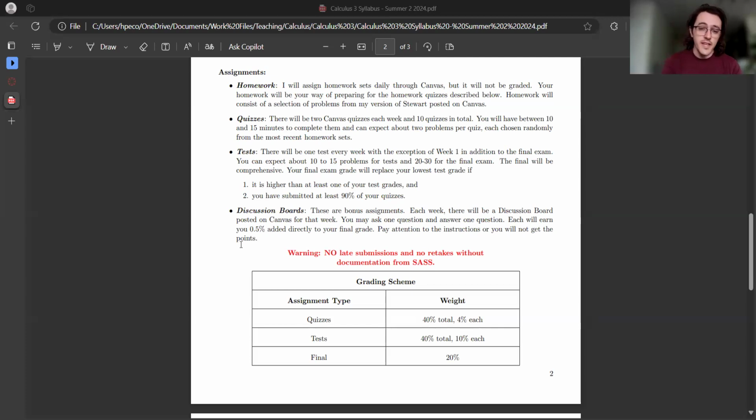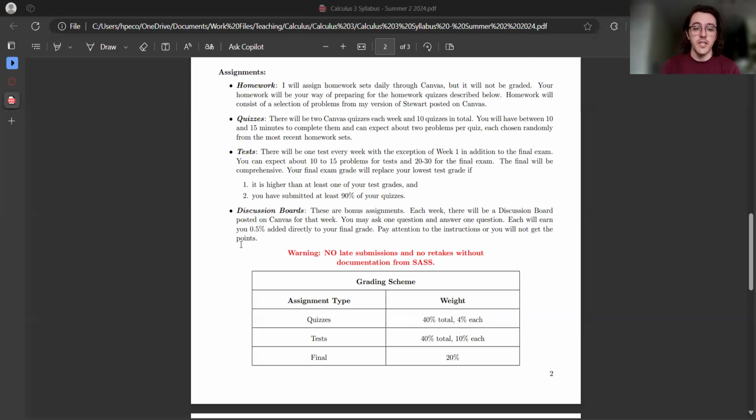And the way they work is you have 10 or 15 minutes to complete about 2 problems, maybe 3, probably not. But those problems will be chosen randomly from the 2 most recent homework sets that you've had. So if we have done videos 1.1 and 1.2 on 3D geometry and coordinates and vectors, then you'll get 1 3D coordinate systems question and 1 vectors question on your next quiz. That's about 40% of your grade right there.